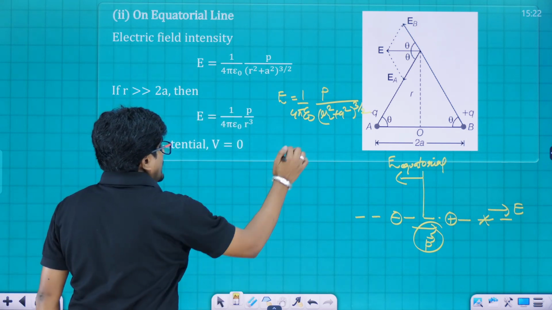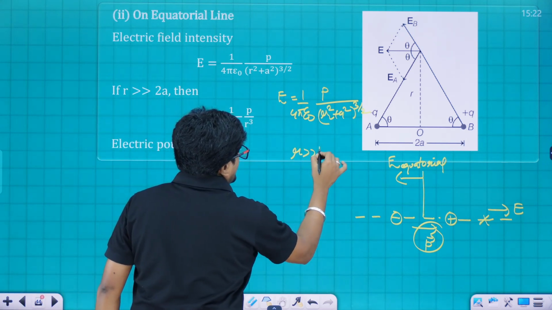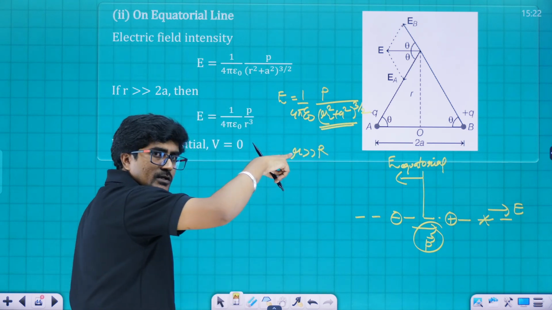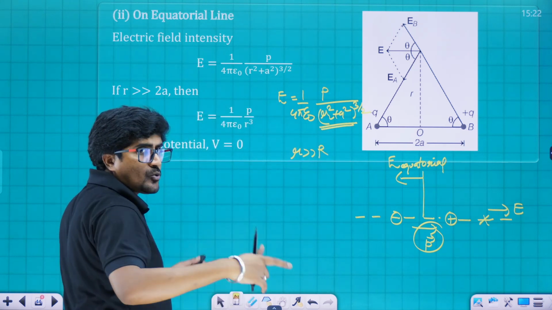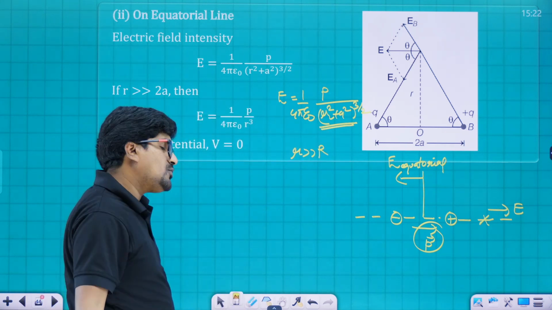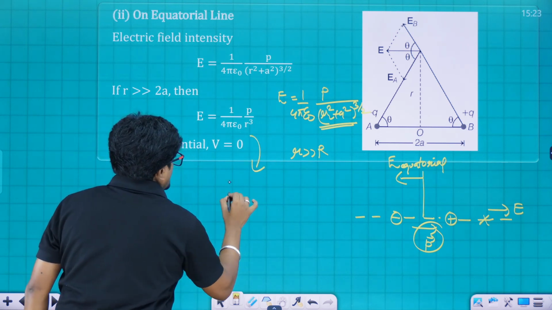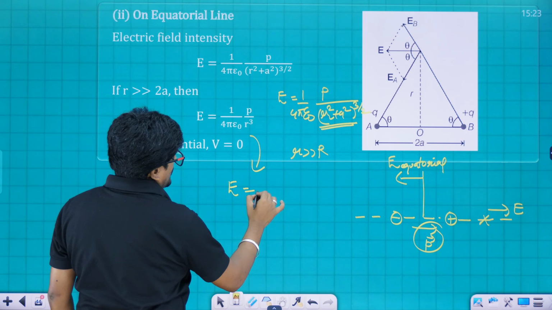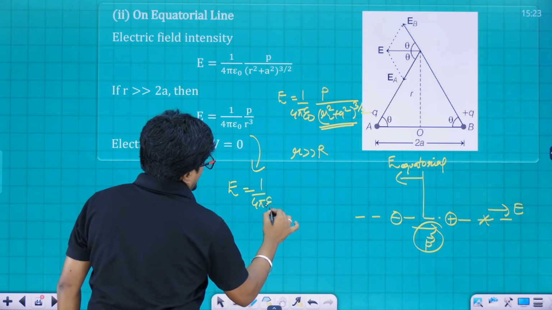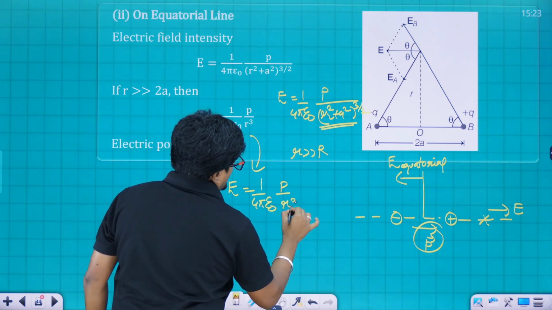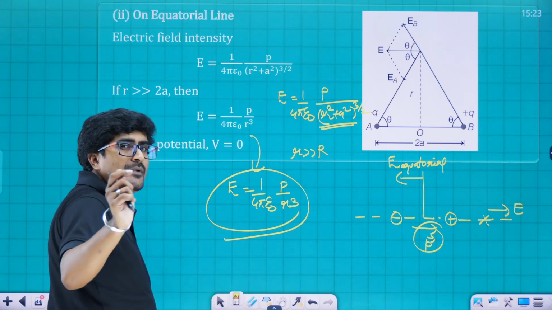And if small letter r is very much greater than small letter a, again that special case needs to be applied here also. So r square plus a square is going to be r square only. So here comes the modified version in the special case, that is E is equal to 1 divided by 4 pi epsilon naught p divided by r cube at any point on the equatorial line.